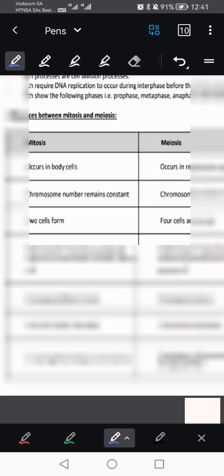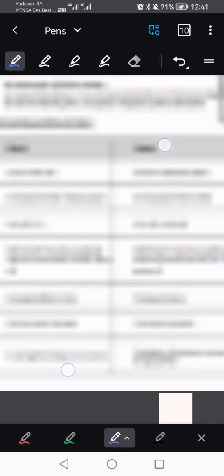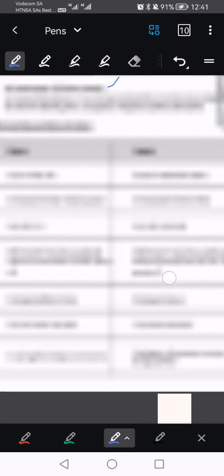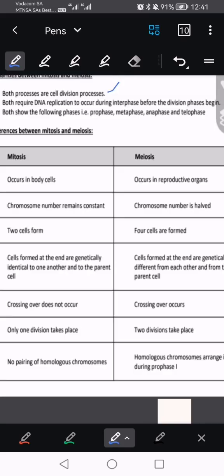The differences between them, let me just wait for this to focus. There we go. Mitosis occurs in body cells, or we can also say somatic cells.